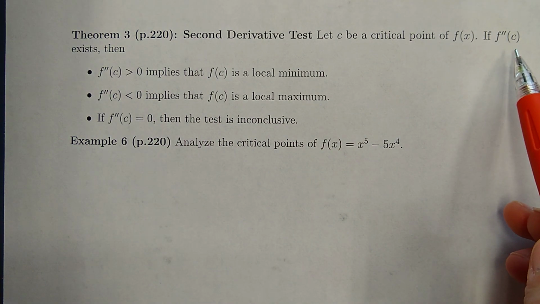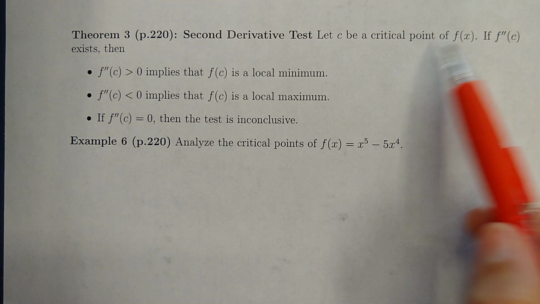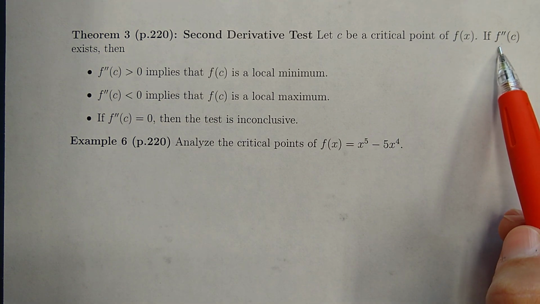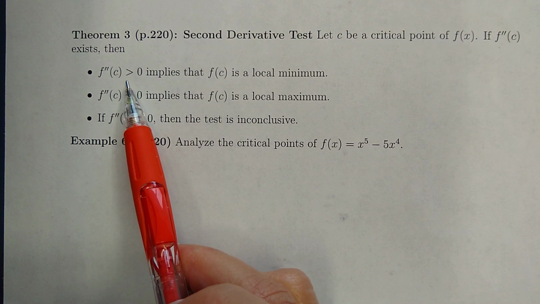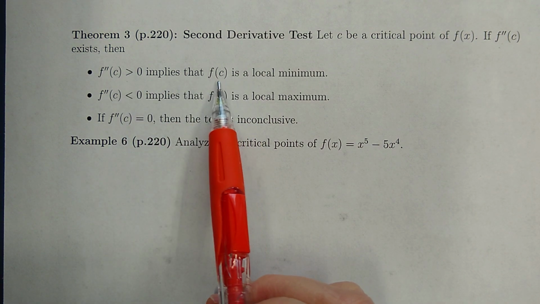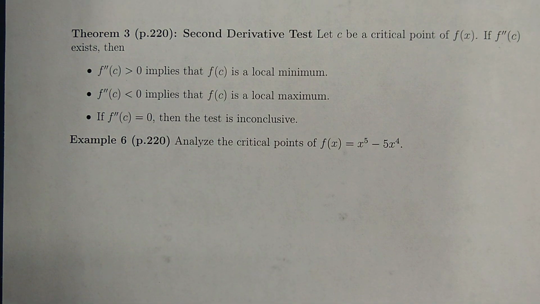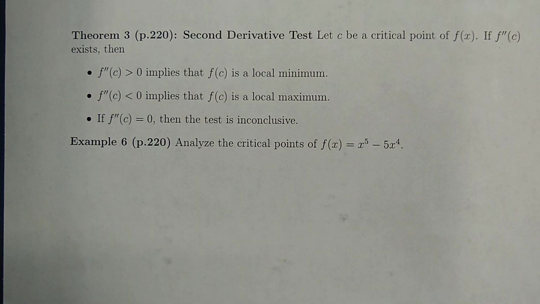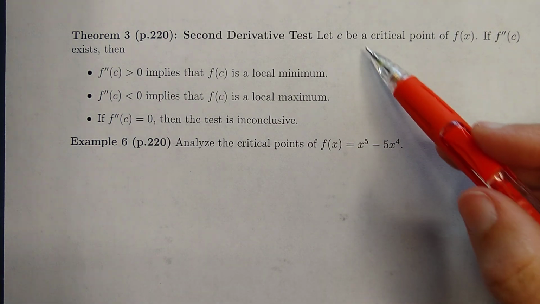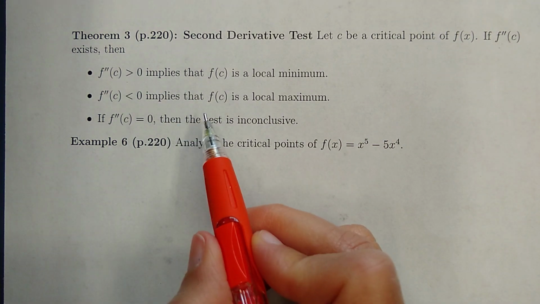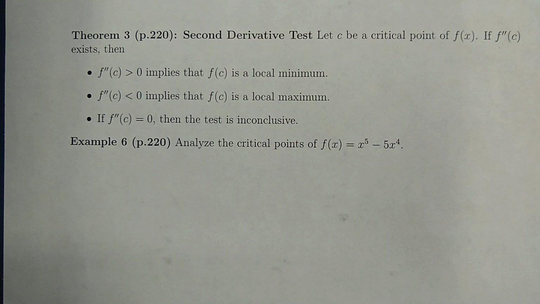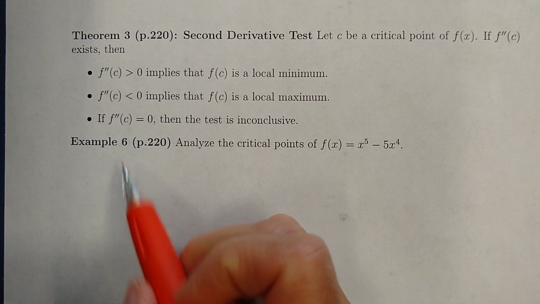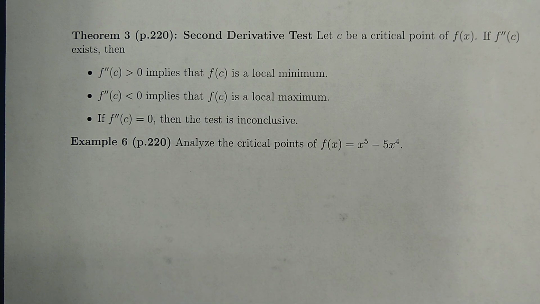If you've got a critical point, and the second derivative exists at that critical point, when you evaluate the second derivative there and get that it's positive, that tells you that f of c is a local minimum. If you evaluate the second derivative at c and get that it's negative, then f of c is a local maximum. And if you get that the second derivative is equal to 0, then the test is inconclusive.